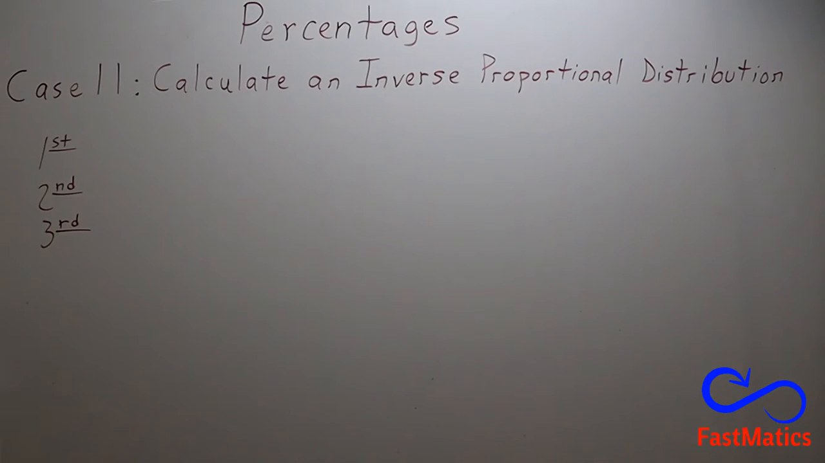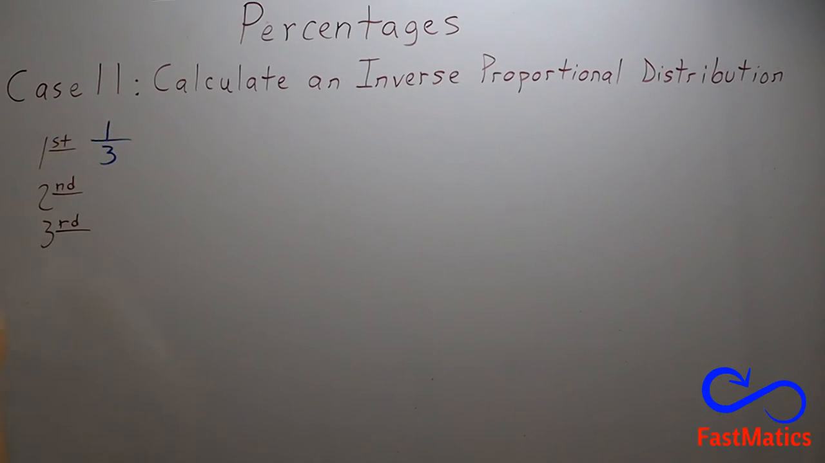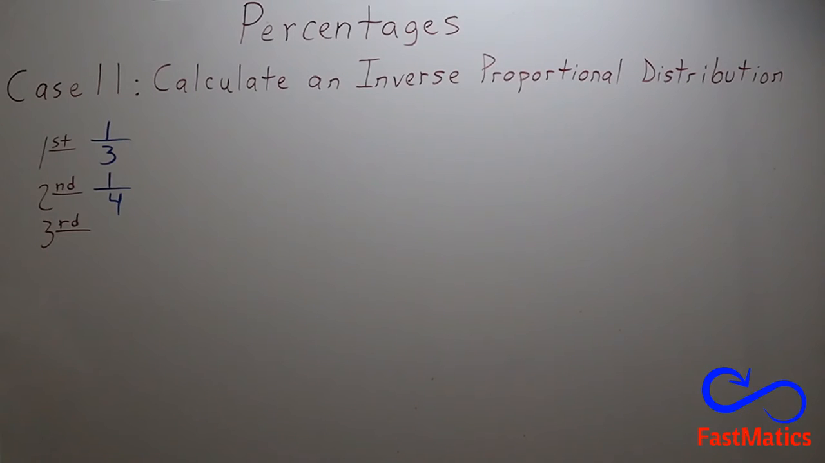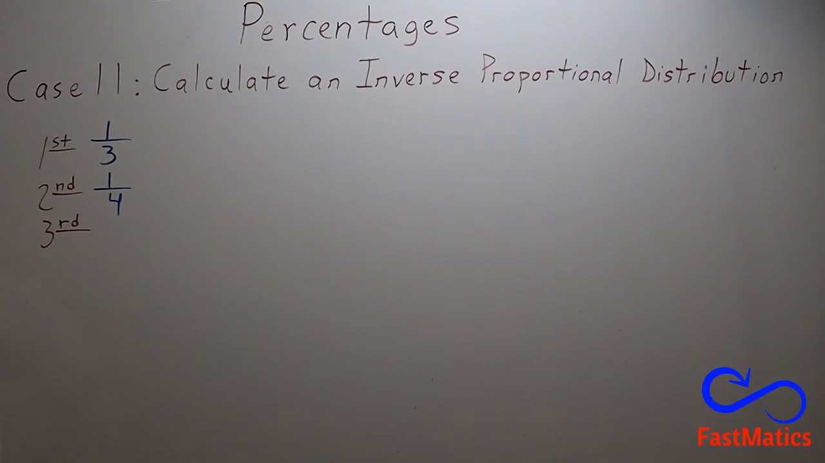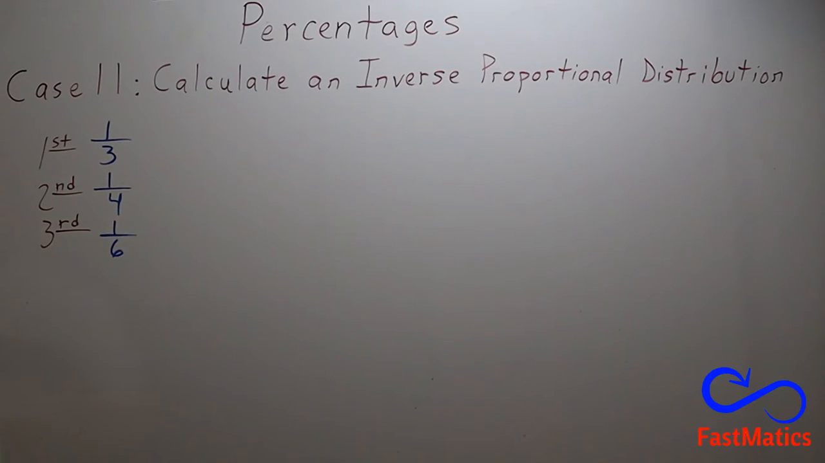Here we have one trick. If the first one has 3 delays, we're going to write 1 over 3. If the second one has 4 delays, we're going to write 1 over 4. Because it is an inverse proportional distribution. Inverse. We are flipping the numbers. And the third one, 6 delays, 1 over 6.